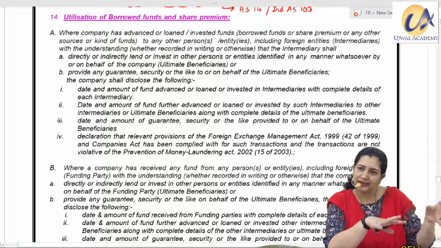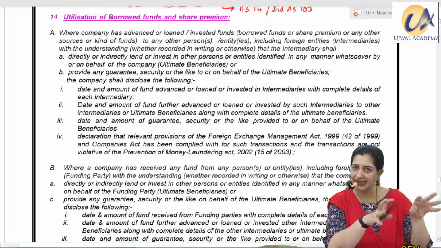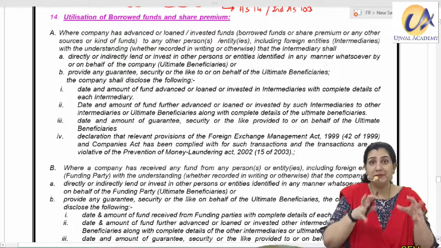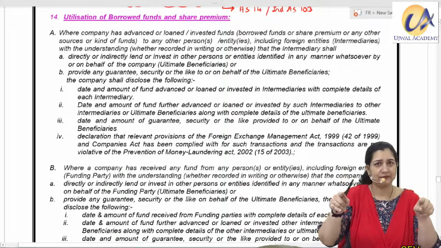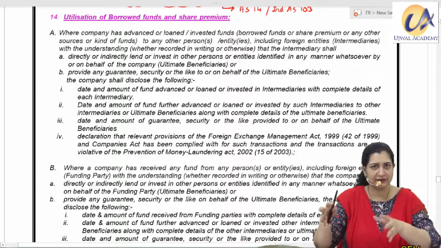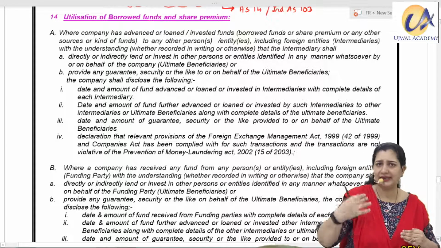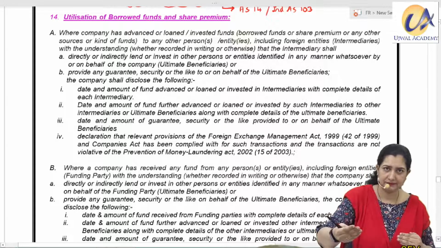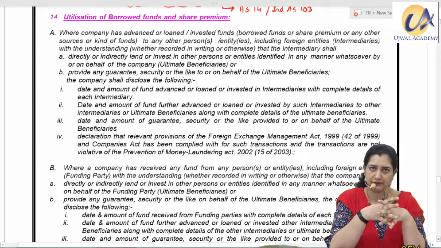So A is not directly investing in C. A is doing it through B. So here A is our company, B is the intermediary, and C is the ultimate beneficiary. Okay, so we have got 3 companies involved in this. So A, like I said, is not doing it directly, it is doing it indirectly. So these kind of things we need to properly disclose.